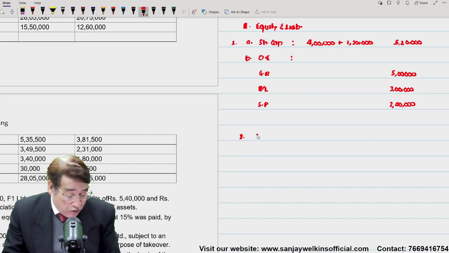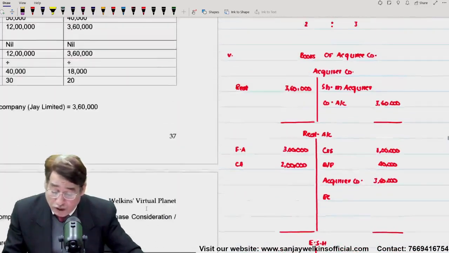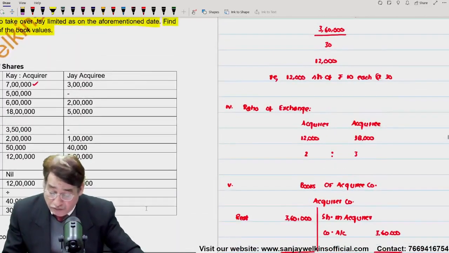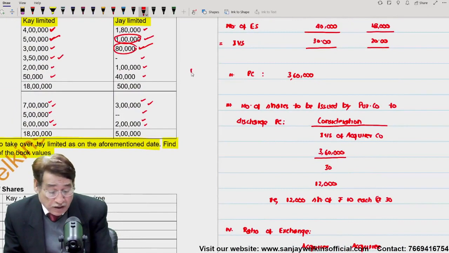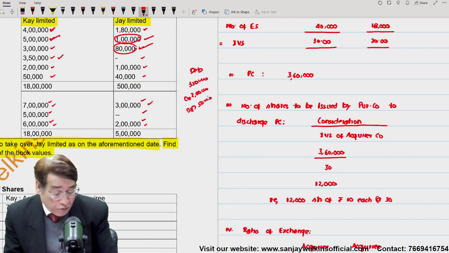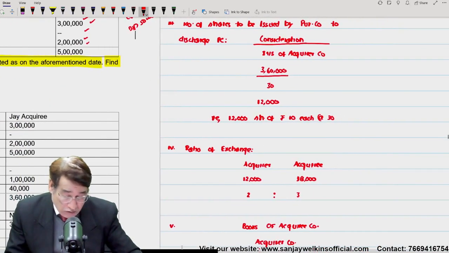Now I am going to write here non-current liability. Under the non-current liability in this question, there are debentures. Correct? Now, debentures are of acquirer entity only. In this particular case, debentures of acquirer entity were given in the question. That is 3,50,000. Debentures are 3,50,000. I'm writing it here. And then we have creditors 2 lakh. And then we have bills payable. These are the three liabilities of acquirer entity. So that I need not require to flip again.